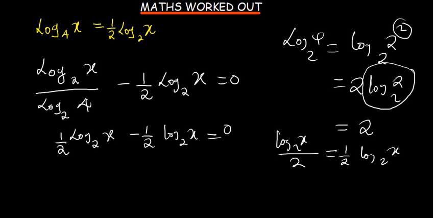Actually, this one wasn't solved. It was saying show that. Okay, we want to show that. Now, half log 2x minus half log 2x, like you will know that when you subtract the same thing, you get a 0, right? So this is 0 is equal to 0. Hence, shown. So, that is it. We are good?